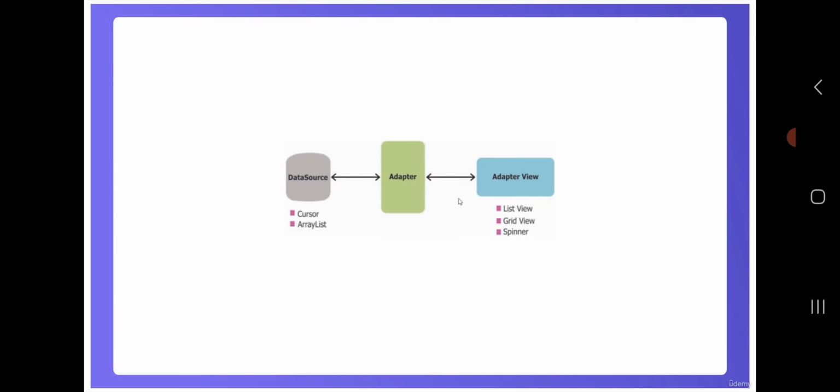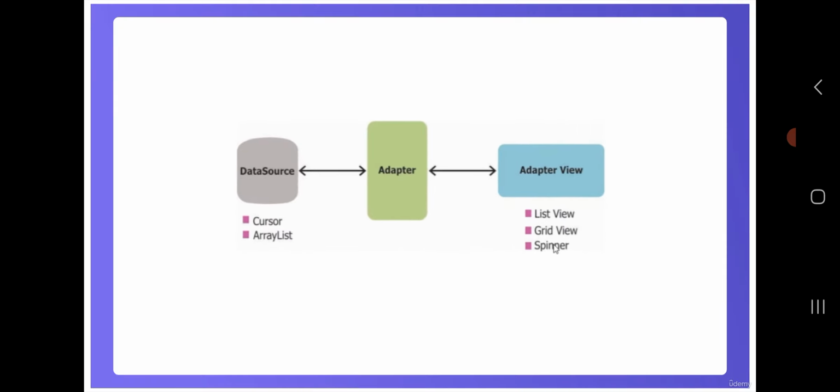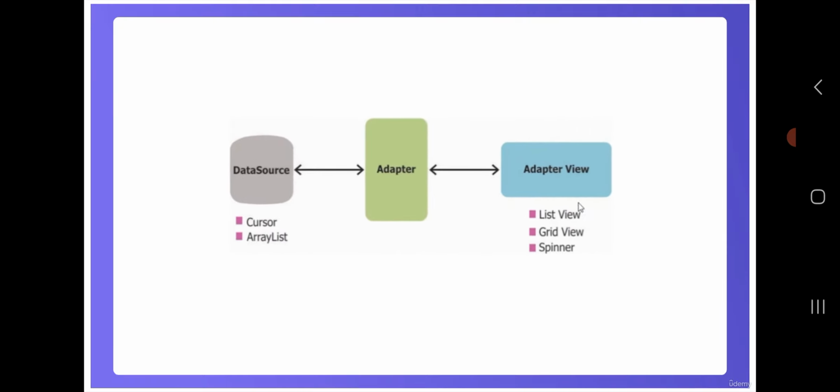I want you to have a look at this in detail. We will use the adapter in some of the other components as well. So now we're going to use this adapter for the spinner, but we'll also use it for the list view and the grid view in some of the next videos. So we will call the adapter what makes a connection between a data set and a view. In this example, the data set is array list and the view is spinner.